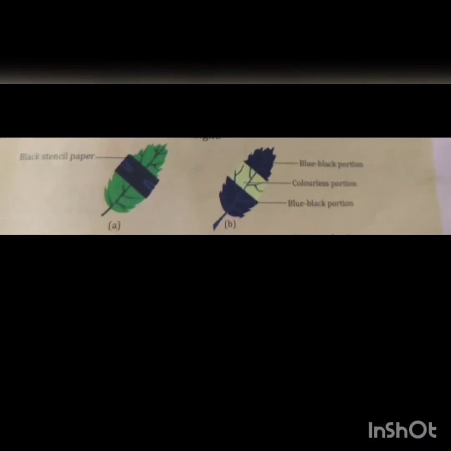Now we cover the leaf with a strip of black stencil paper, then keep the plant in sunlight. After 5 to 6 hours, pluck the experimental leaf and put 2 to 3 drops of iodine solution on it. The uncovered portion of the leaf turns blue-black in color. It shows that photosynthesis has occurred in that part of the leaf which has received the light.